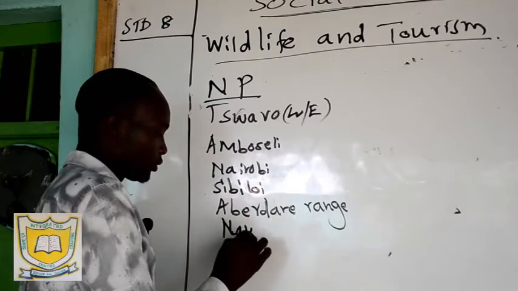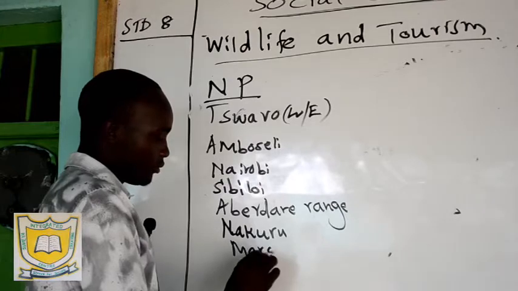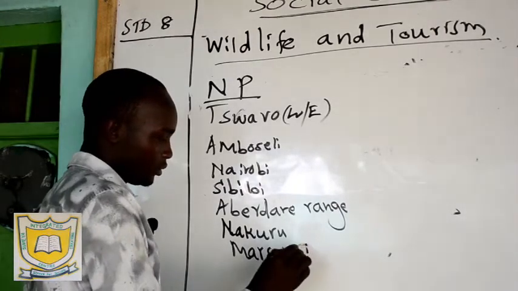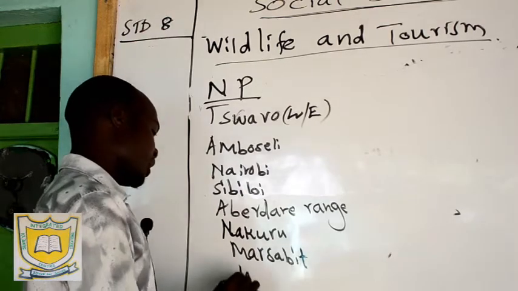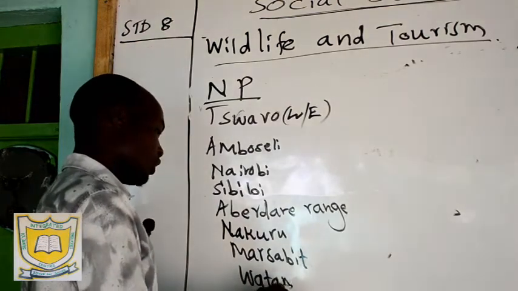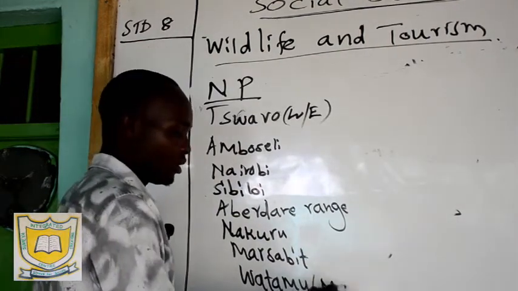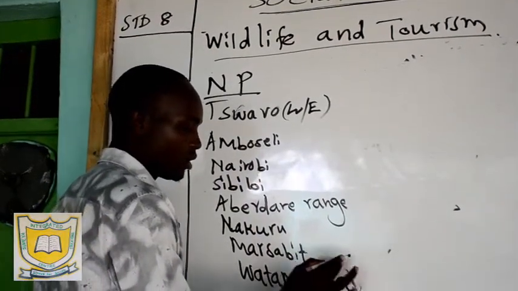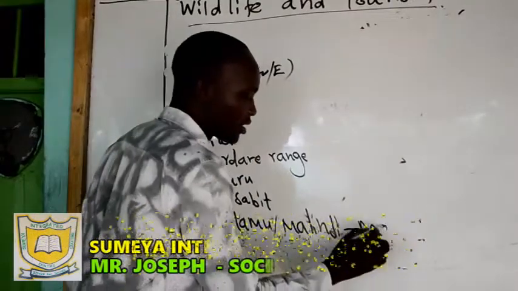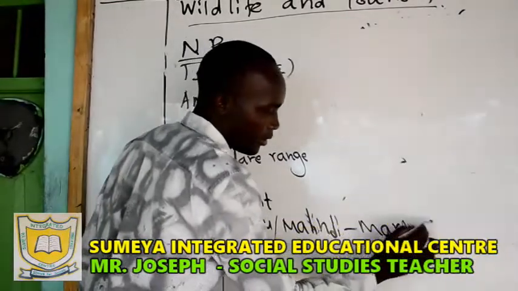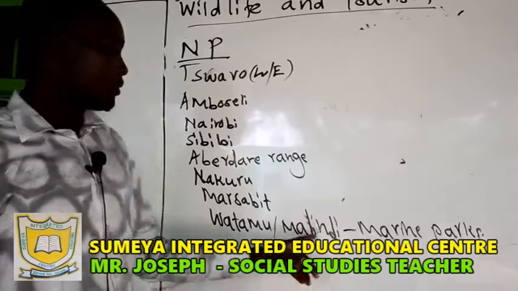Nakuru and Marsabit. Then we have Watamu, and we have also what we call Malindi. So Malindi, these are called marine parks. So Watamu and Malindi are marine parks.